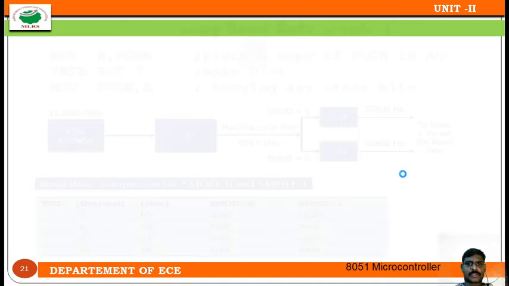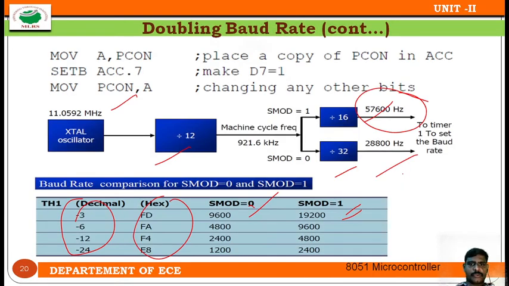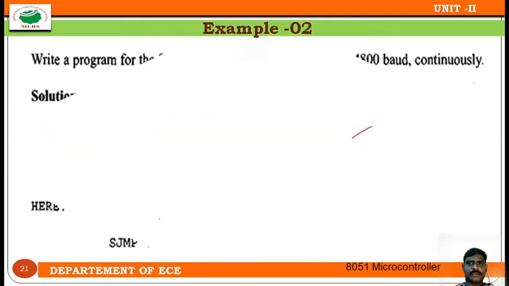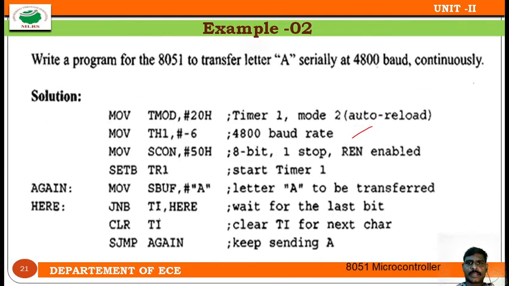Then move the baud rate value of -6 into TH1. Why -6? Because if you see, for a 4800 baud rate, I need to move -6, or load the FA value. So either you can write this instruction, or you can write MOV TH1, #0FDH. Then move SCON with 50.